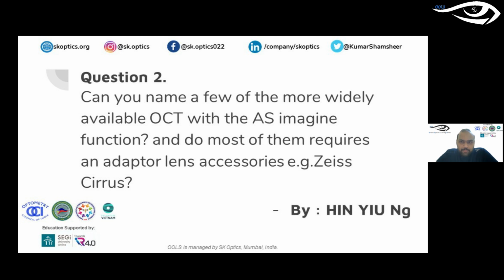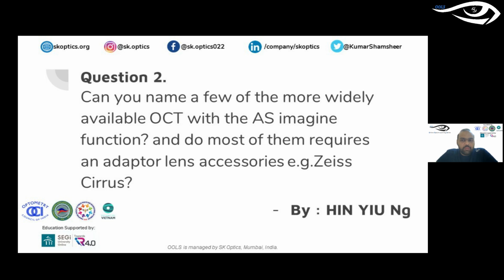Like I mentioned about Zeiss and Cirrus. There is another one, Visante OCT. That's a time domain based OCT. And there is also the Heidelberg slit lamp OCT, which is also based on time domain OCT. And you also have Casia, which is another type. And there are also ultra high resolution type OCTs.